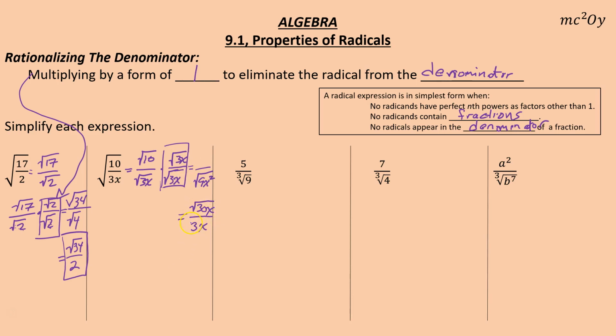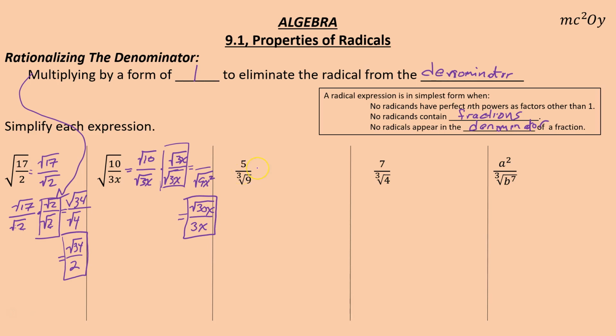Remember, you can't reduce because this is inside and this is outside. But your radical's out of the denominator, so you're done. Okay? Let's try another one. Deal with cubed roots now.